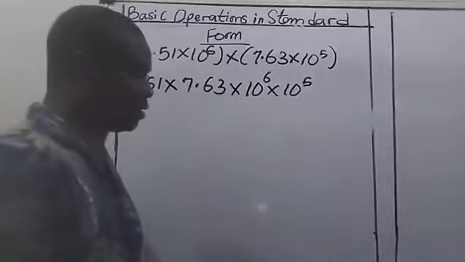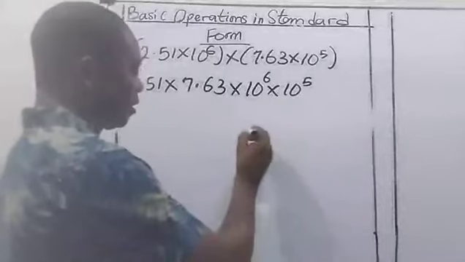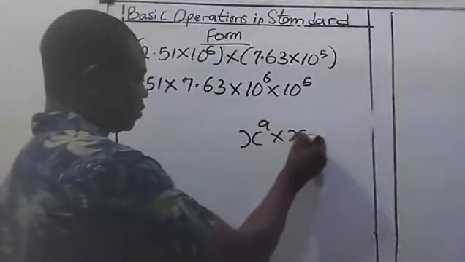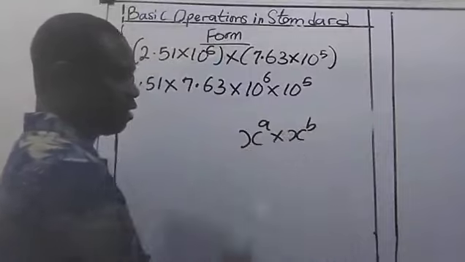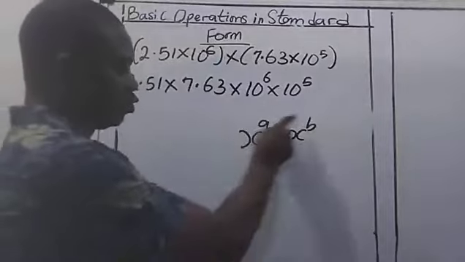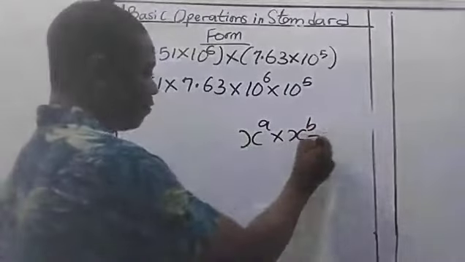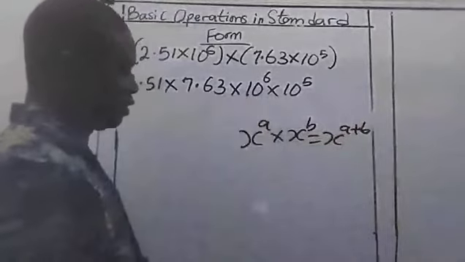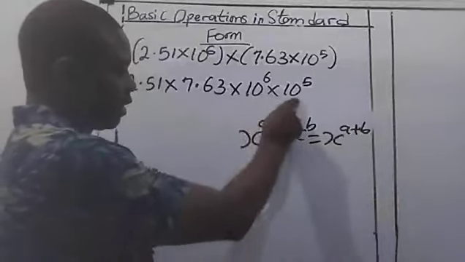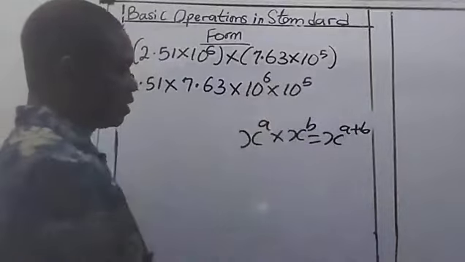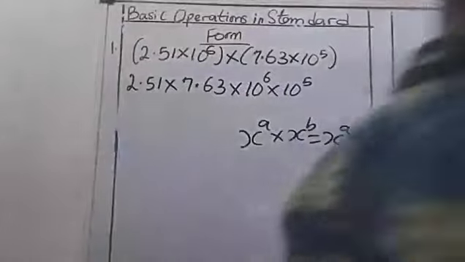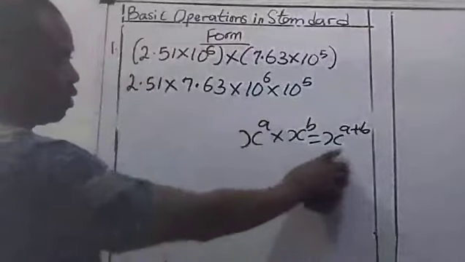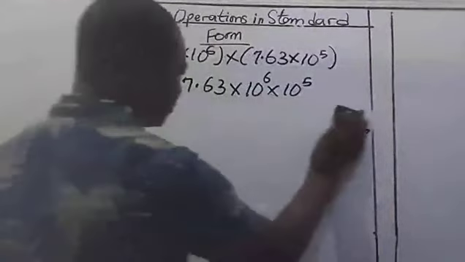One of the laws of indices says that if you have x raised to power a times x raised to power b, if they are of the same base, you add their power. So we can now have x raised to power a plus b. So these two x represent this 10, then a and b represent 6 and 5. So I'm going to use this law now and apply it here.